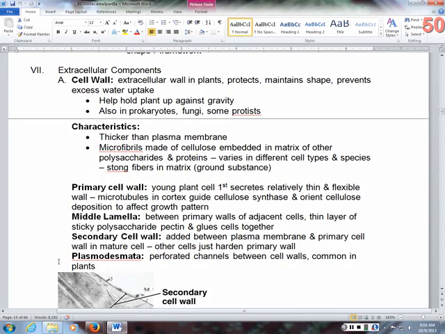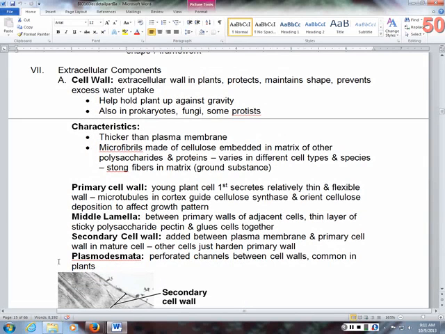So when we look at extracellular components, these are going to be things that are outside the cell itself, outside the cell membrane. First thing is the cell wall. You've got an extracellular cell wall in plants. This is going to help to protect it, helps to maintain the shape, helps to prevent excess water intake.